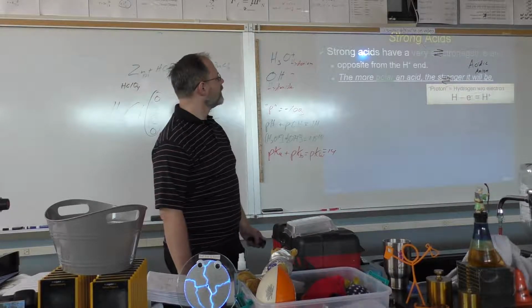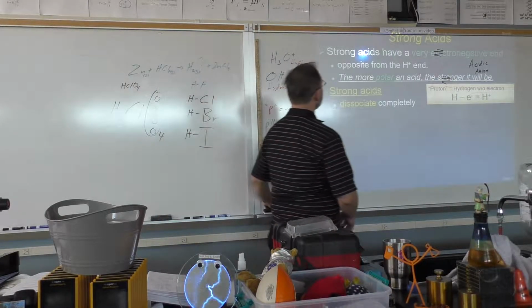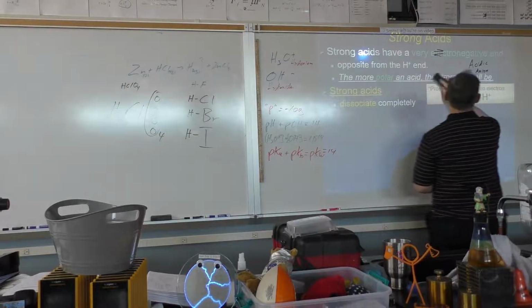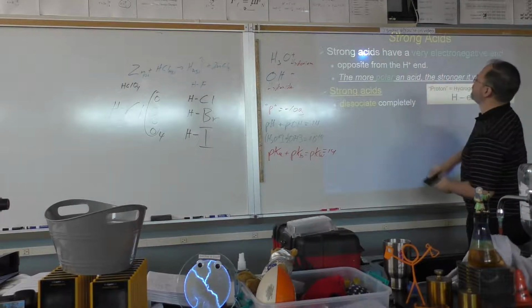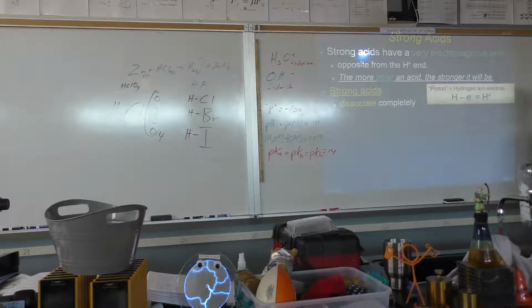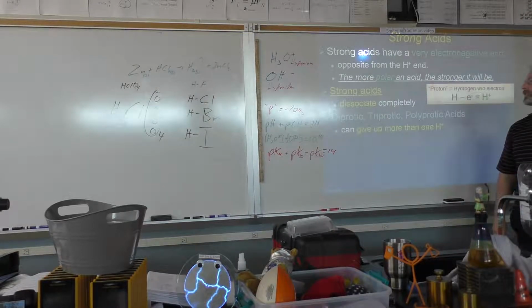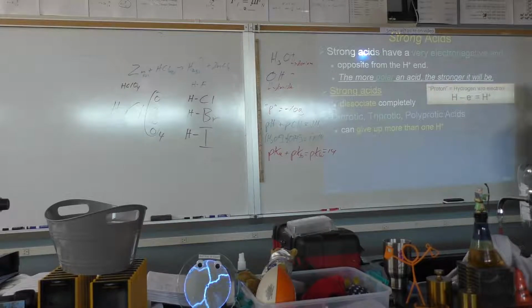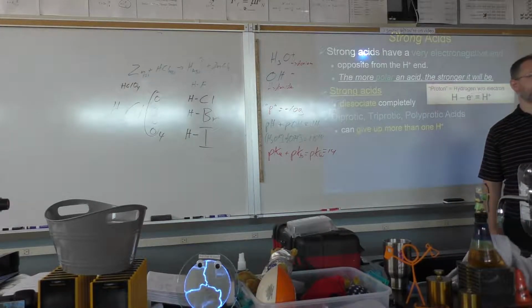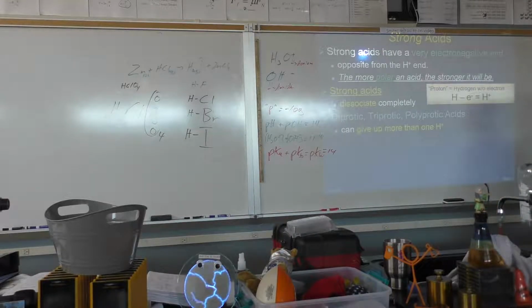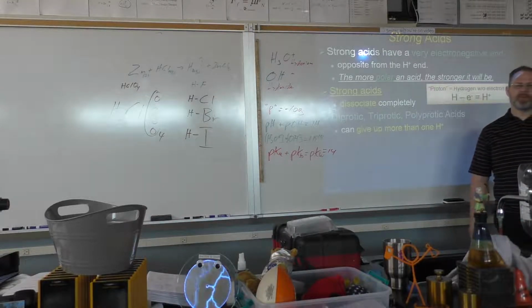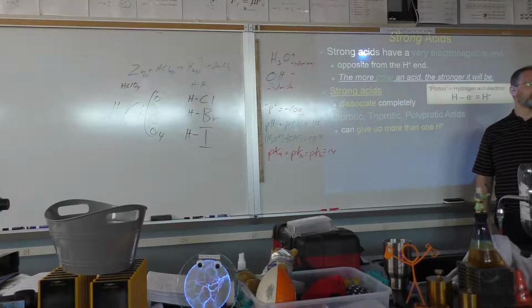Okay. So again, strong acids. The more polar an acid, the stronger it will be. In other words, the bigger the fat end, the bigger the big electronegative end is, the stronger it's going to be. Strong acids dissociate completely. So perchloric acid has a monster electronegative acidic anion. Big, huge end. Hydrochloric, it's still pretty negative, but not as negative as bromic or iodic.